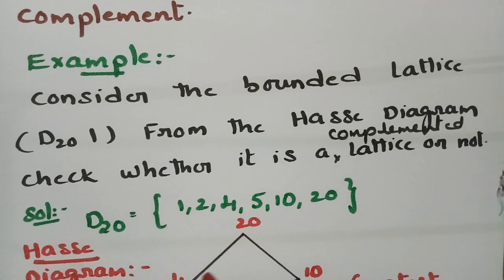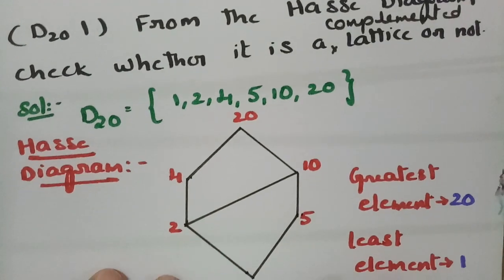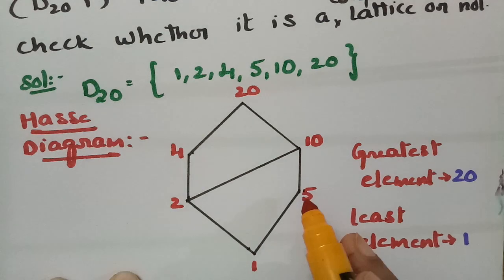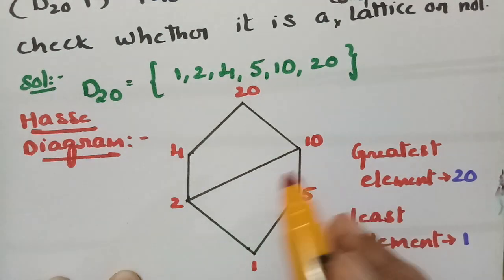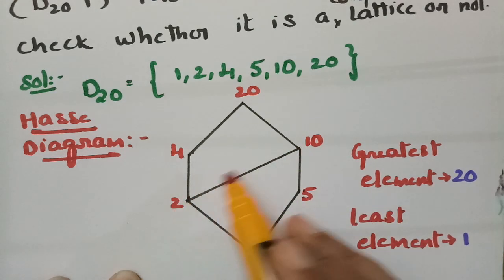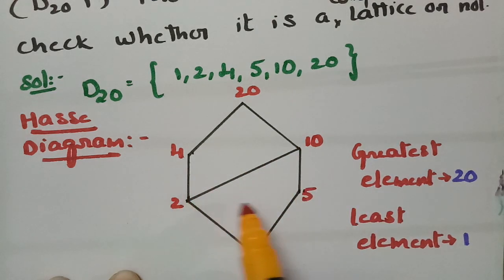So we have to frame a Hasse diagram using the divisibility relation. 1 is the least element, so I am starting with this. 1 divides 2, whereas 1 divides 5 and 5 divides 10. 2 divides 4 as well as 10, so there is an edge between 2 and 10. There is no edge between 2 and 5, as there is no divisibility relation between 2 and 5.